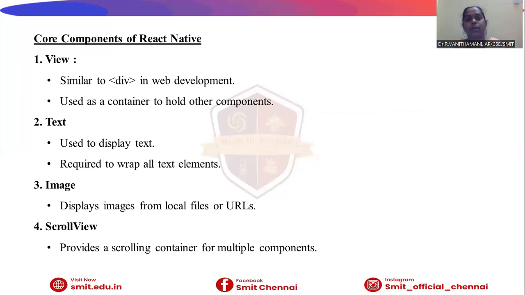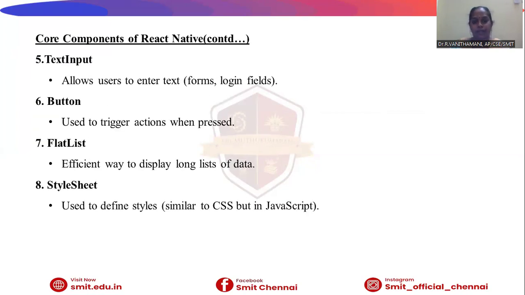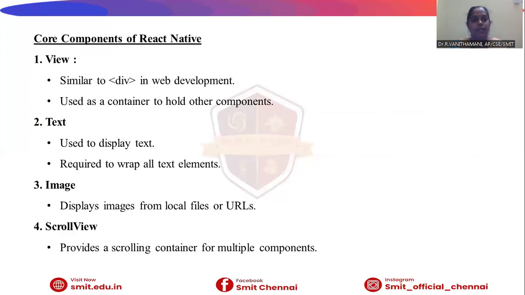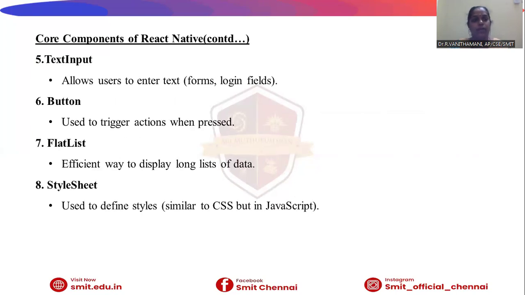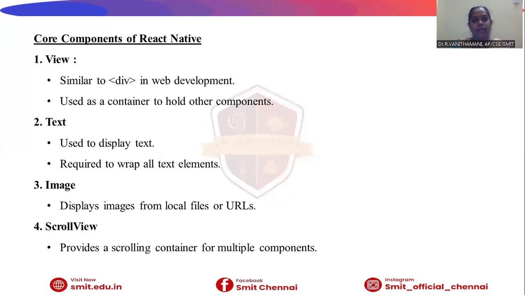Now we can see the core components of React Native. In that we have 8 components here. First one, view. Second one, text. Third one, image, then scroll view, text input, button, FlatList, and StyleSheet. We can see them in detail, one by one, in the next slide.